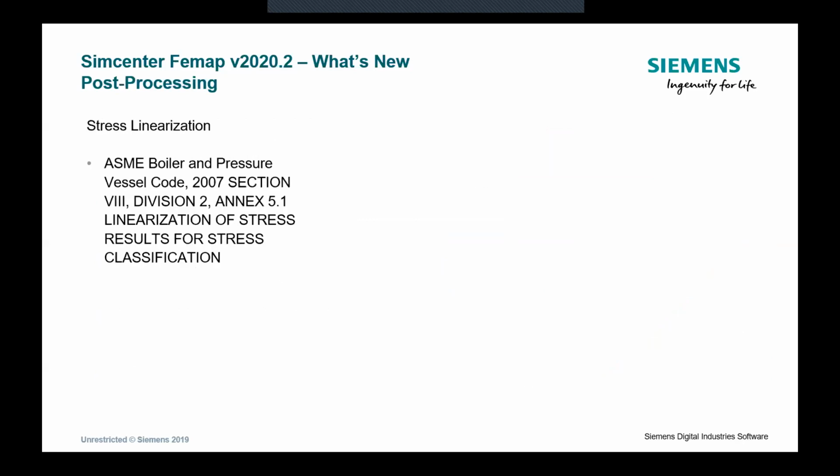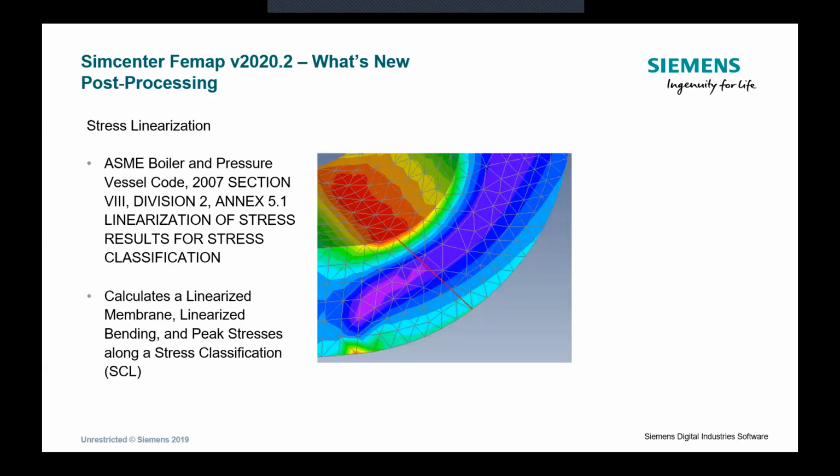Stress linearization, again, something we had an API for. We actually had an entire Visual Basic one that you could install, and it would show up as an add-in and all this other stuff. So stress linearization is based on ASME boiler and pressure vessel code. What does it do? It calculates a linearized membrane, linearized bending and peak stresses along a stress classification line.